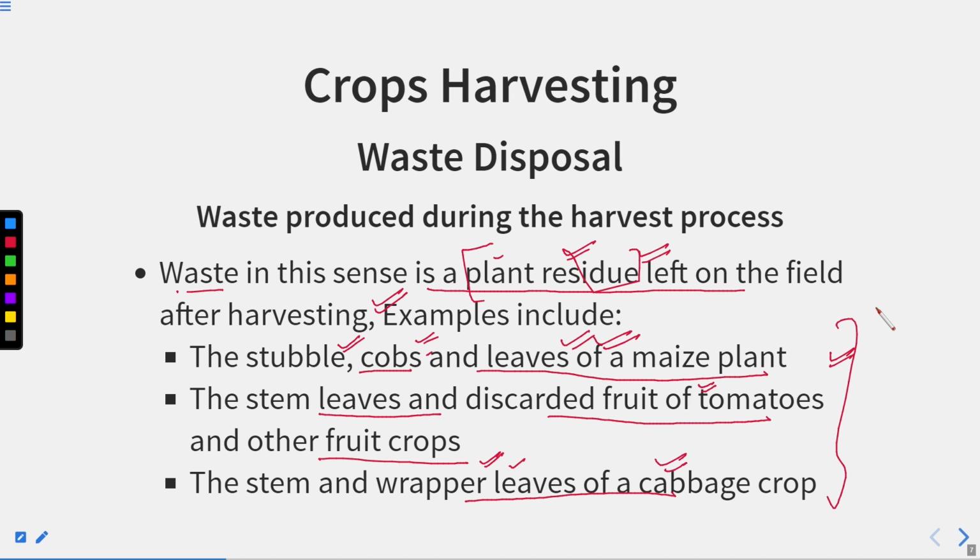Likewise, every crop has some sort of waste produce. It is handled in this way: it should be kept away from the field, the processing unit, and the compost place, or the place where you keep your plant residue, the leftover waste. It should be away from there.